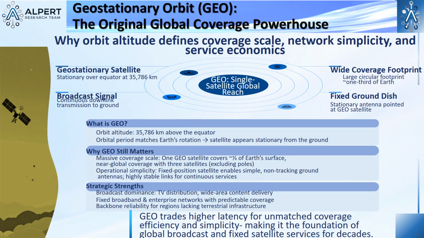Geostationary Earth orbit, or GEO, is the veteran. It's located at 35,786 kilometers above the equator, and its key characteristic is that its orbital period precisely matches the Earth's rotation. That means the satellite appears stationary from a fixed point on the ground. And that stationary quality offers massive operational simplicity. A single GEO satellite can provide coverage to roughly 1/3 of the Earth's surface. Ground antennas are simple fixed dishes that don't need complex tracking.